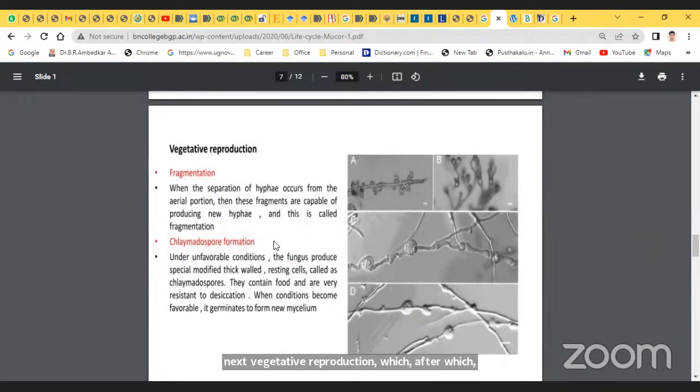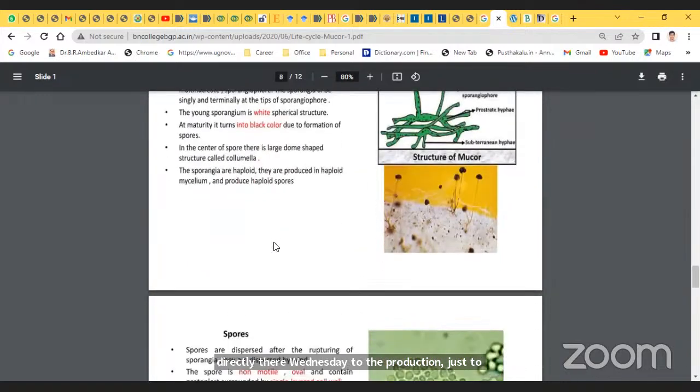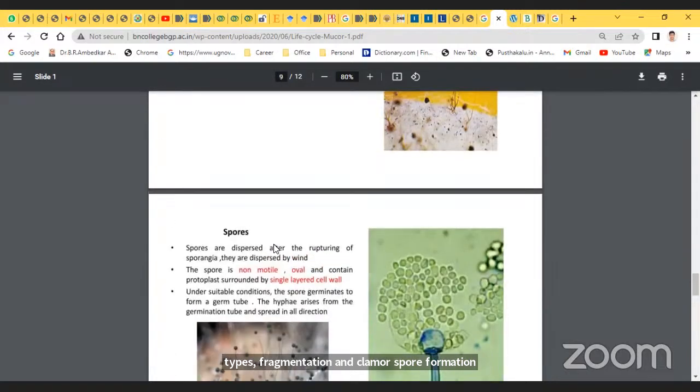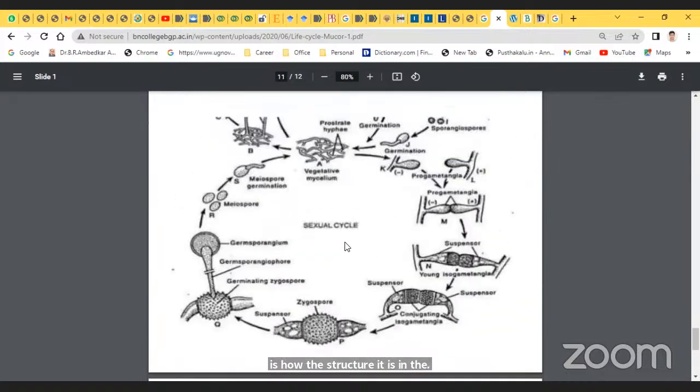Vegetative reproduction types are fragmentation and chlamydospore formation. Next is asexual reproduction, then the structure of spores, and then sexual reproduction. And finally, you draw the sexual cycle or life cycle of the Mucor.